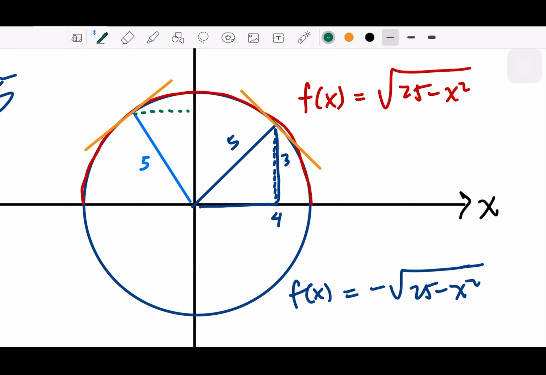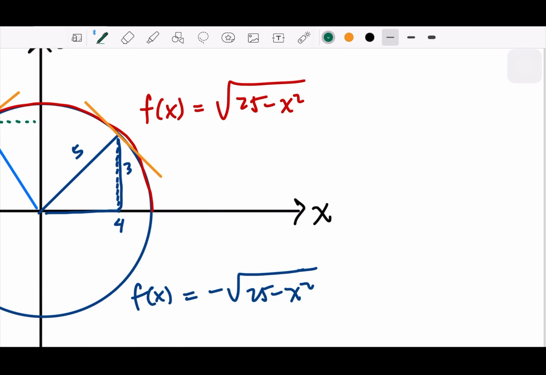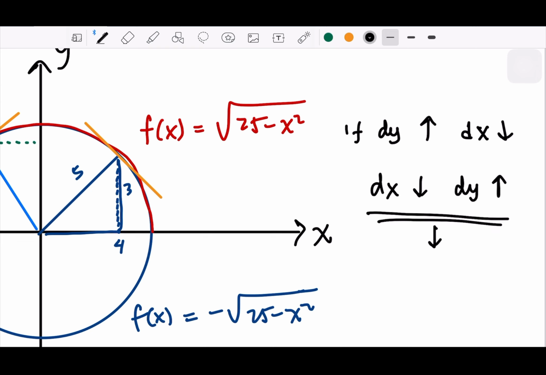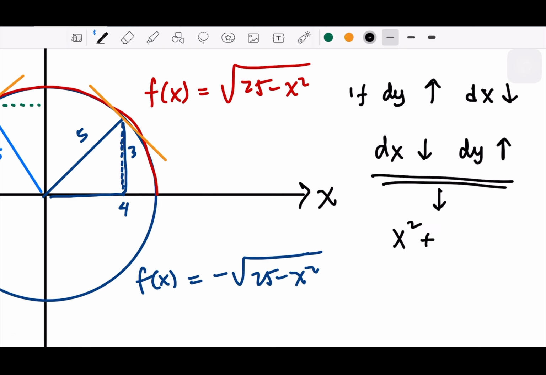So what I mean is, if dy is getting larger, dx is getting shorter. If dx is getting shorter, dy is getting larger. Why does this happen? Because x squared plus y squared is always 5 squared. Okay.